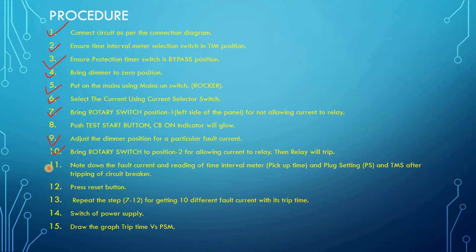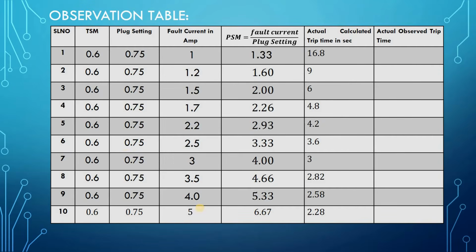So out of 10, we have to plot the graph using these 10 observations. Next, switch up the power supply and draw the time process graph. This is the procedure we have to follow. Now, this is the observation table which we are going to see.